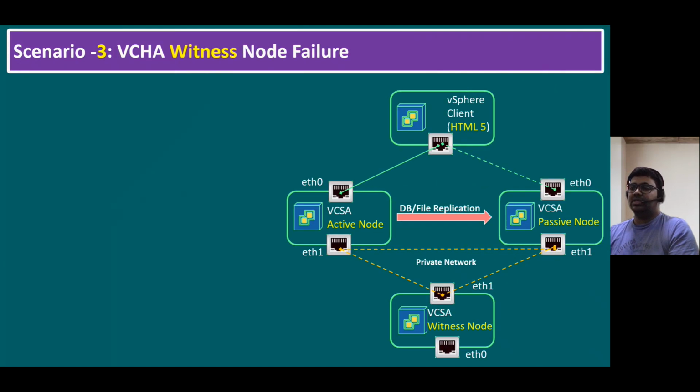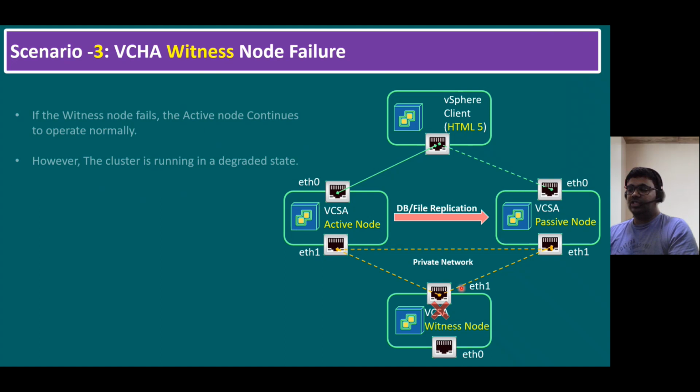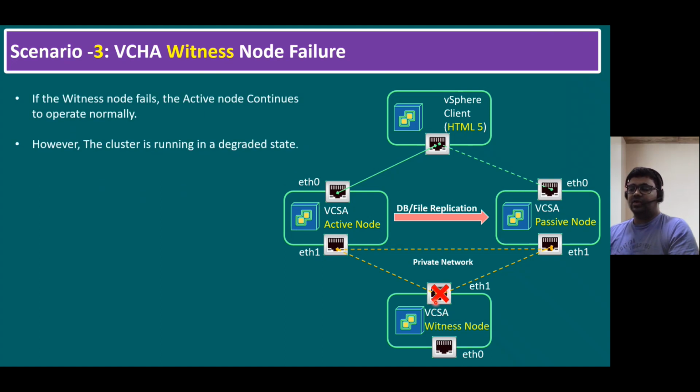The third scenario is VCHA witness node failure. When your witness node fails, there is a chance of either software failure or hardware failure. When the witness node fails, the active node continues to operate normally. However, the cluster is running in a degraded state. So again, it is our responsibility to return the witness to a healthy state. So these are the three troubleshooting scenarios in VCHA.